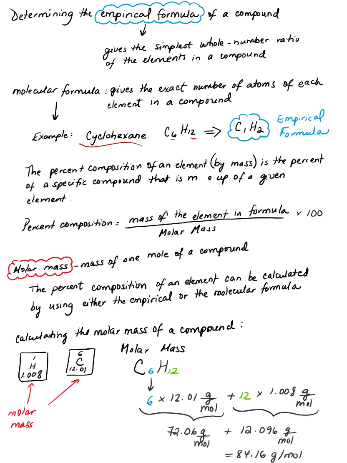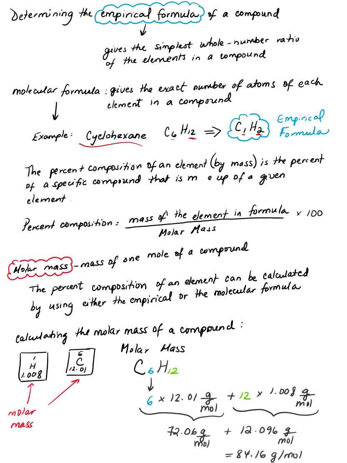Now, the empirical formula, as you have in your definition, is the simplest whole number ratio. So 6 and 12, you can simplify those two numbers by dividing by 6. If you divide 6 by 6, you will get 1, which is what I have here. If you divide 12 by 6, you will get your number 2, which is the subscript that I have for the hydrogen in that formula. We cannot simplify the 1 and the 2 any further. So C1H2 is the empirical formula for cyclohexane.